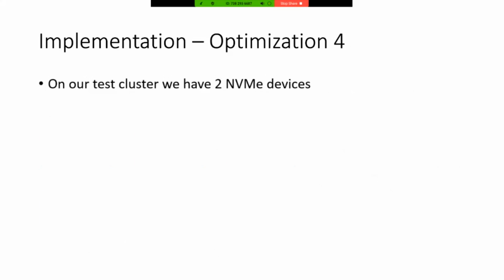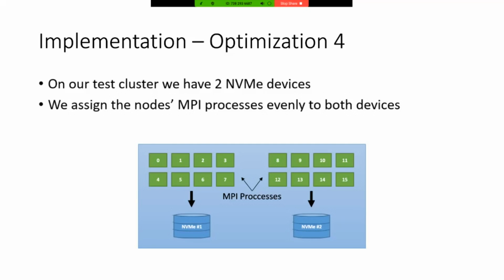The next optimization is using several local devices. In our case, we have a cluster that provides access to 2 NVMe devices. NVMe stands for non-volatile memory express. These are basically very fast SSD devices. And we use both of them. So we assign half of the processes to one and the other half of the processes to the other device, so we can write in parallel the checkpoint data to both of these fast I/O devices.